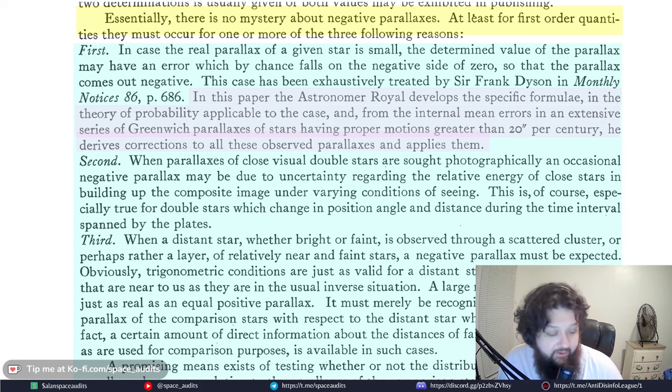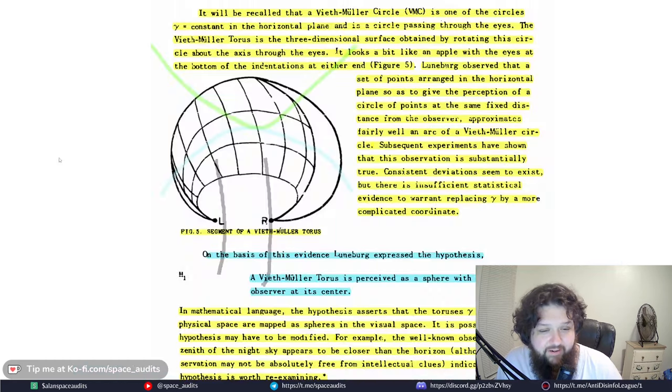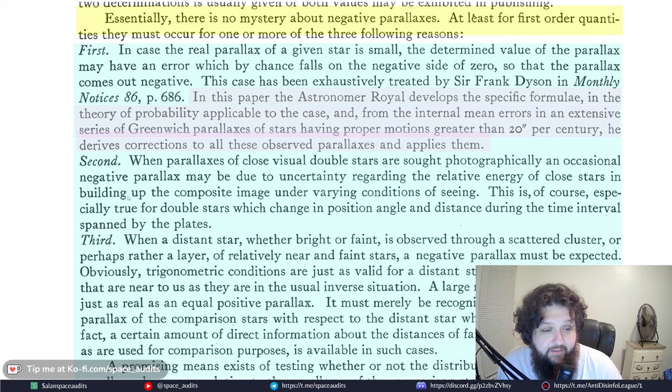So fret not, young astronomer. It's just another error. Go ahead and count it up as a binary positive parallax, right? Okay, so the third explanation here, if all else fails, right? If it's not a binary, and if it's outside of your margin of error, what do you do?